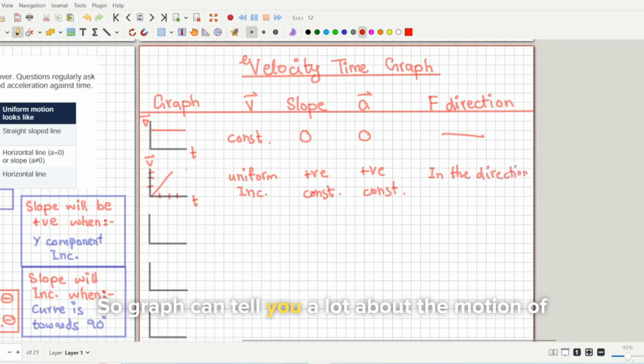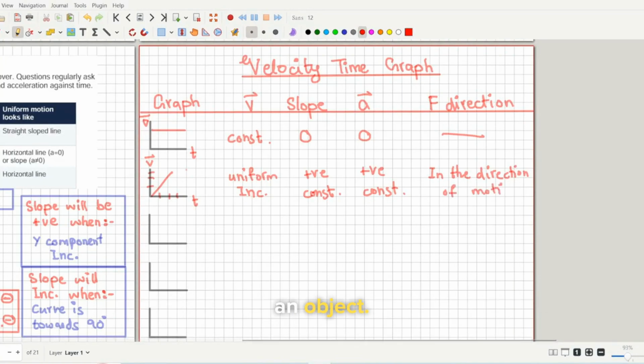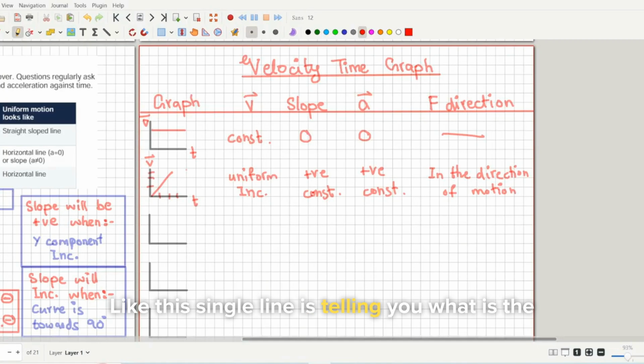So a graph can tell you a lot about the motion of an object. This single line is telling you what is the velocity, what is the slope or acceleration, what is the direction of force, from one single line, right?